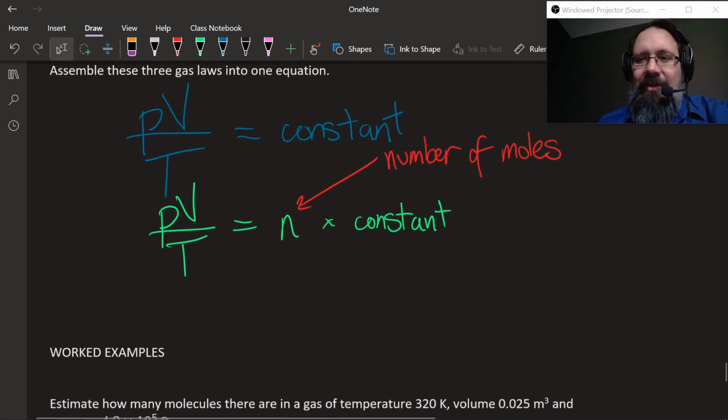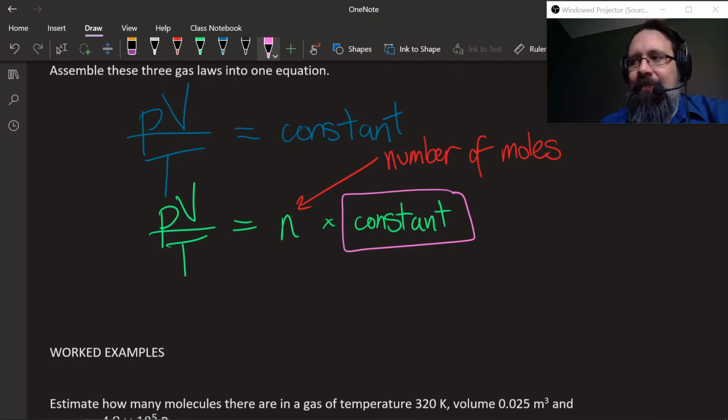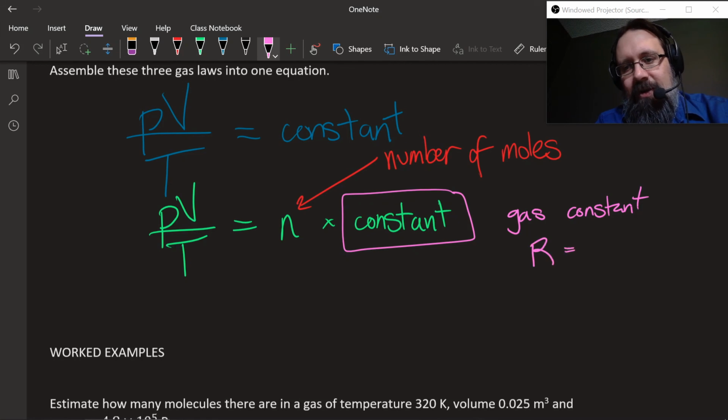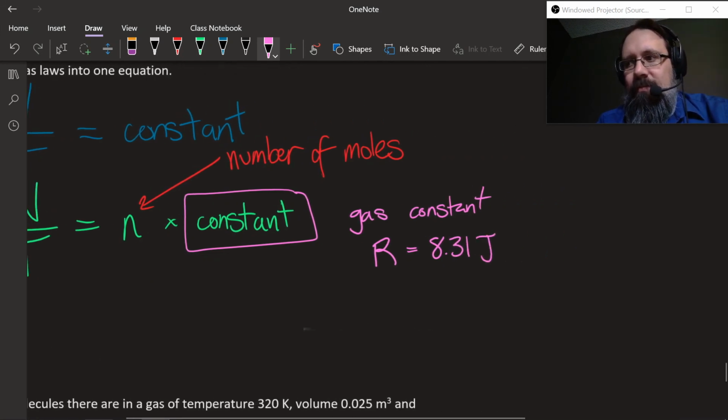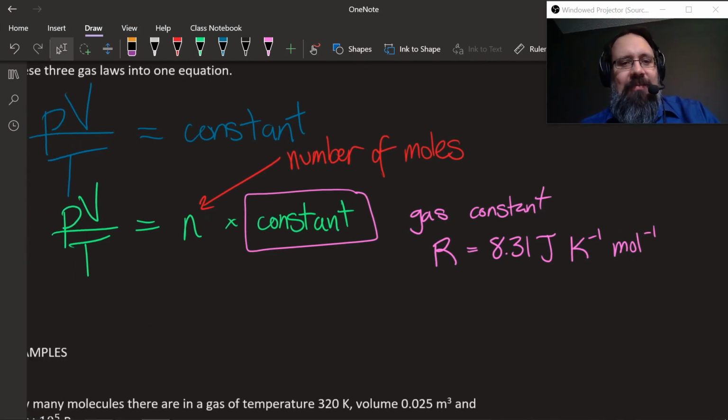That's my time. I'm not done. All right, I'm going to finish this up and then I'll just end it. So I'm almost done. The last thing is that this constant ends up getting a name. We call it the gas constant, and the symbol we use is R. We just experimentally measure this. It's 8.31 joules per Kelvin per mole. It's just the gas constant. If you do this experiment and you measure all this stuff, you get this number, 8.31 joules per Kelvin per mole.